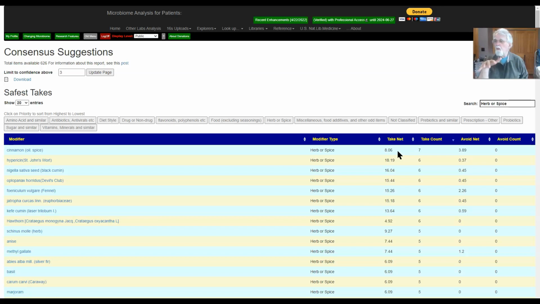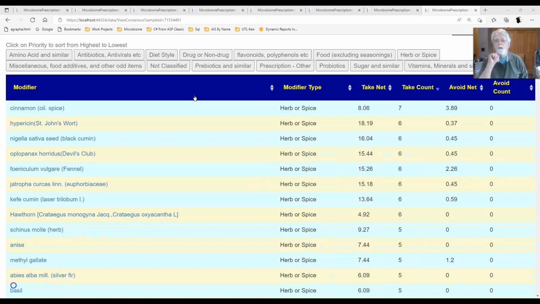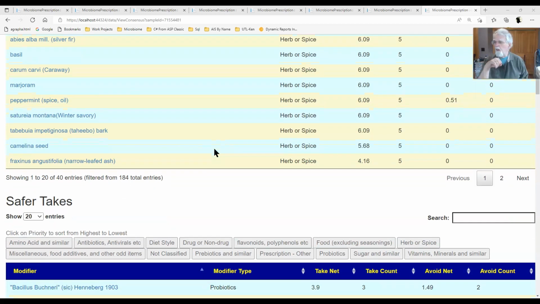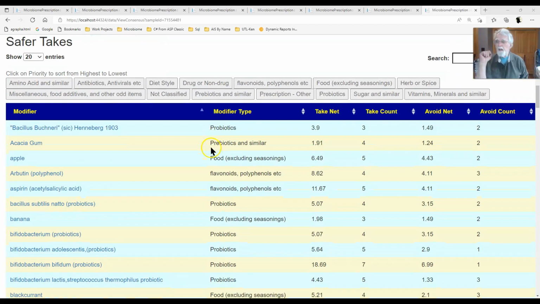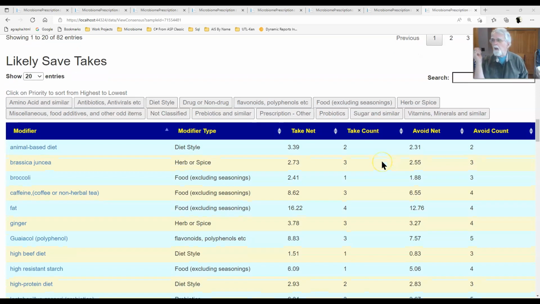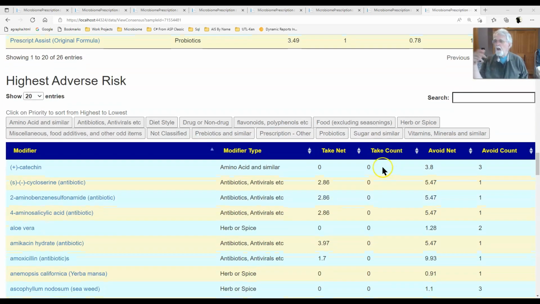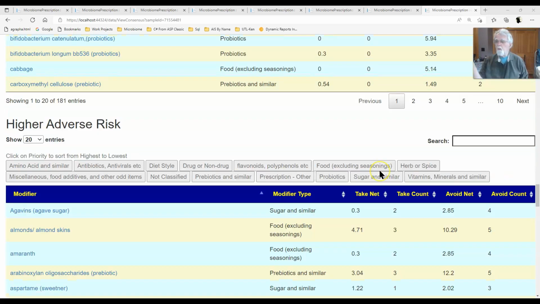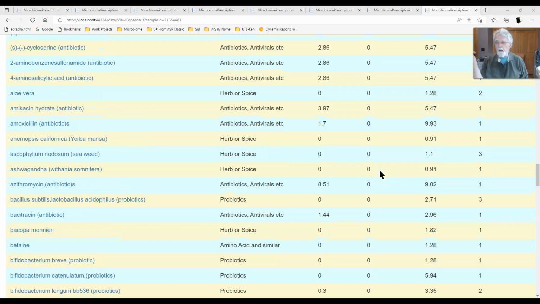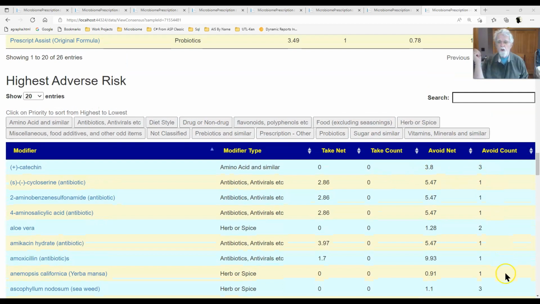Just remember, some people have trouble reading the screen, depending on what type of screen you're on and resolution, so I've just flipped it over to a larger view. So it goes through. We have the safer take, where there's some avoid and some take, but the take value is greater than the avoid value. Likely safe takes. High risk avoidance, and we have a grand total of 181 items. And all these are negative here.